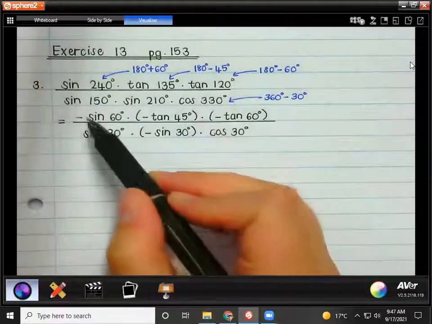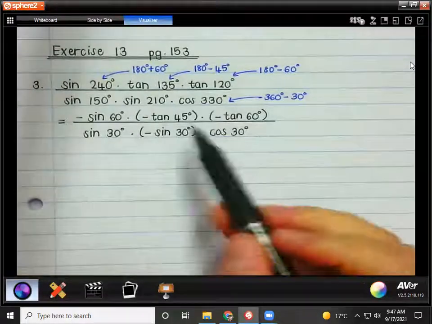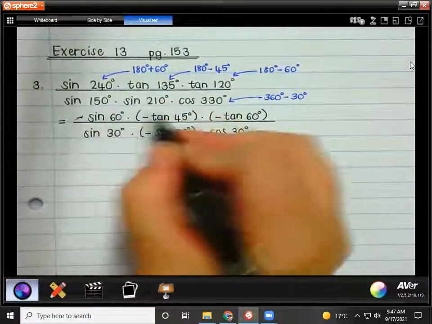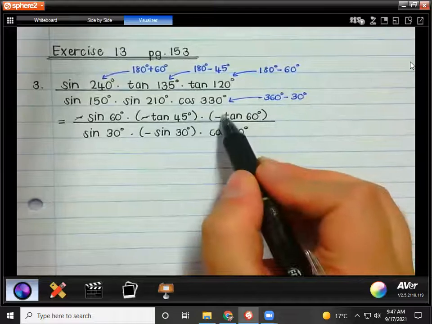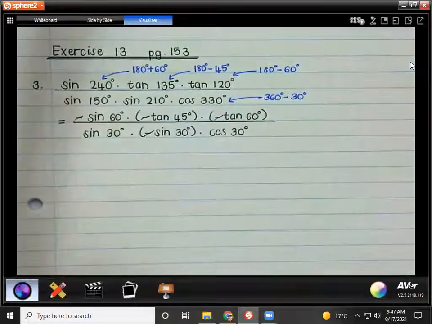Okay, guys, do we notice that we have 4 negatives? What is that going to become? Positive, because a negative times a negative is a positive. So those 2 minuses are going to go away. And then I'm left with a negative divided by a negative, which also is a positive.